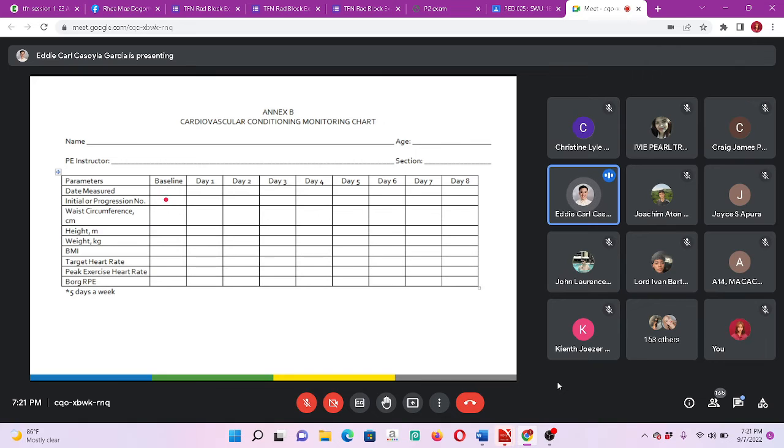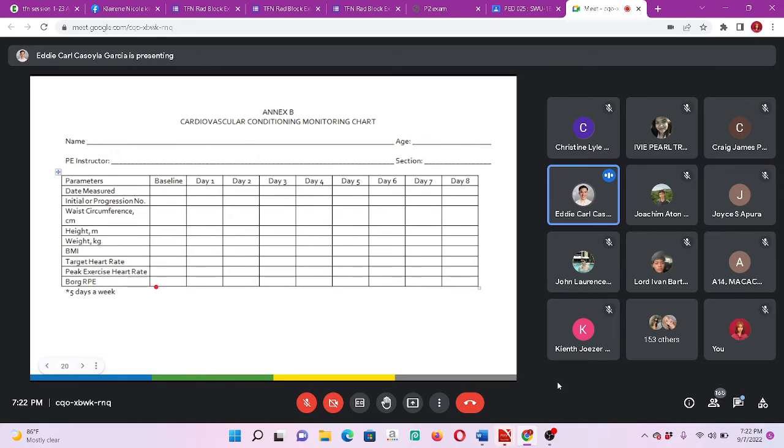And for the date measured, make sure you measure ahead before you implement your exercise prescription. Make sure you haven't started implementing your program, then measure these specific measurements: the height, waist circumference, the weight, your BMI. Target heart rate, that's your heart rate at high interval, everyone. Also for the peak exercise heart rate, same thing, that's your heart rate at high interval. And for RPE, that's your modified scale.